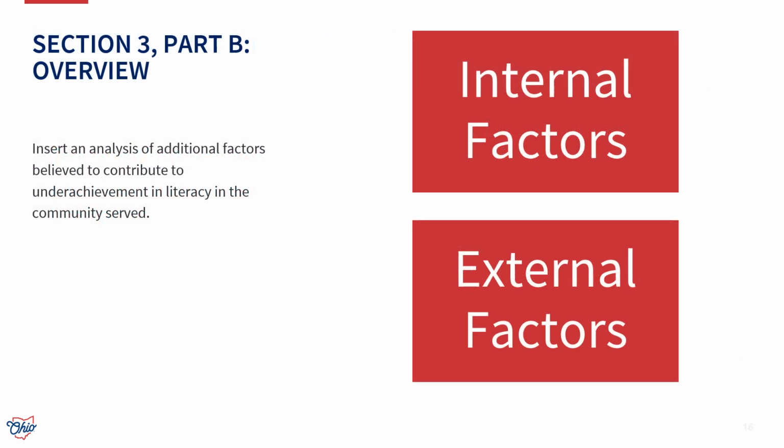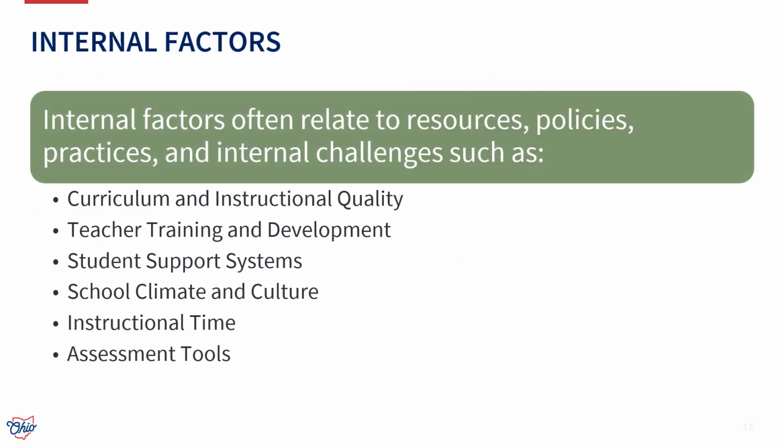As you gather your data and begin preliminary analysis of the factors that contribute to underachievement in literacy, you may discover that these factors can be sorted into two sections: internal and external factors. Internal factors are elements within the school environment and education system itself that may contribute to reading underachievement. Internal factors often relate to resources, policies, practices, and internal challenges such as the following.